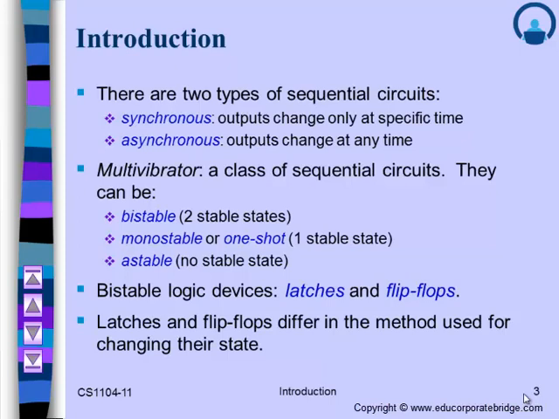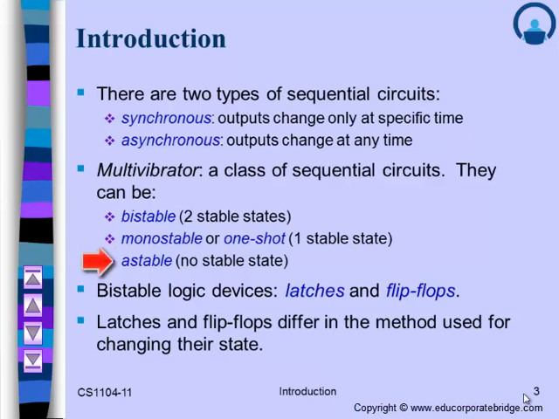Now we'll study asynchronous as well as synchronous sequential circuits in detail, but let's go to some rough circuits like multivibrators. What are multivibrators? They are a class of sequential circuits. They can be bistable multivibrators, monostable multivibrators, or astable multivibrators. Now, bistable multivibrators are normally made of NOT gates. Similarly, monostable and astable multivibrators can also be made of them.